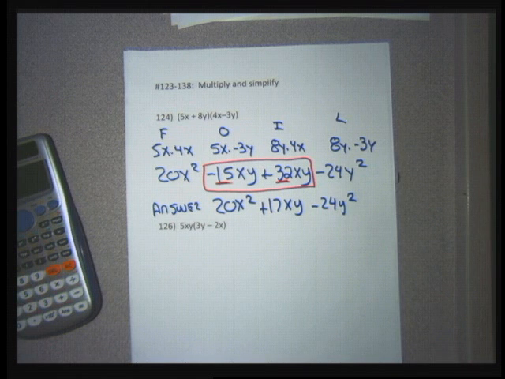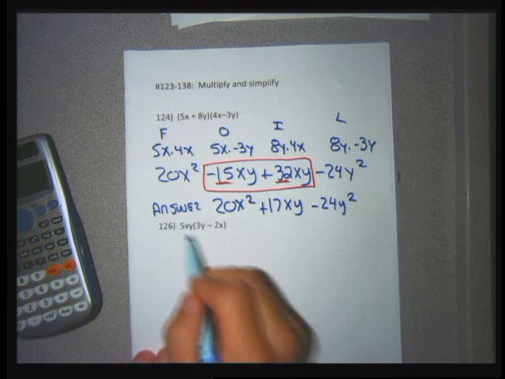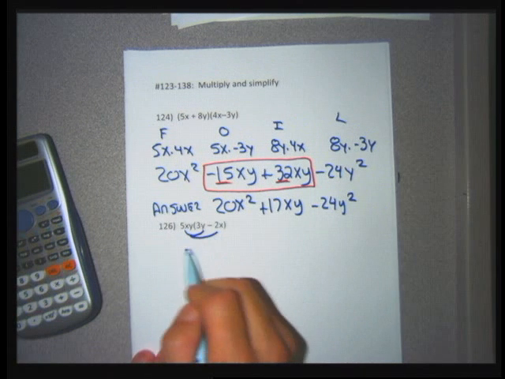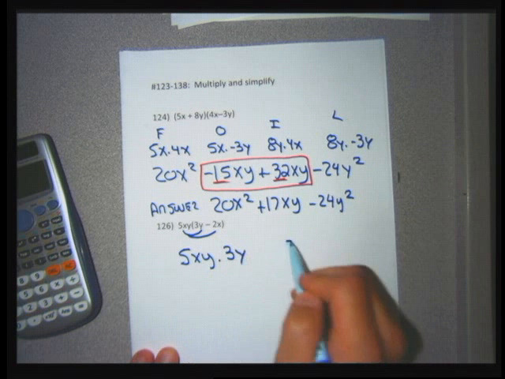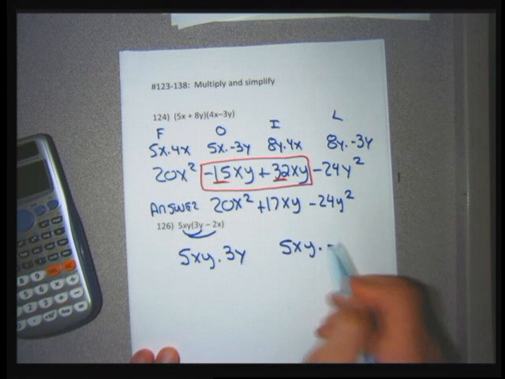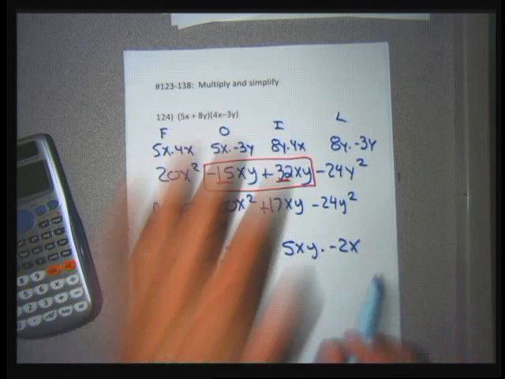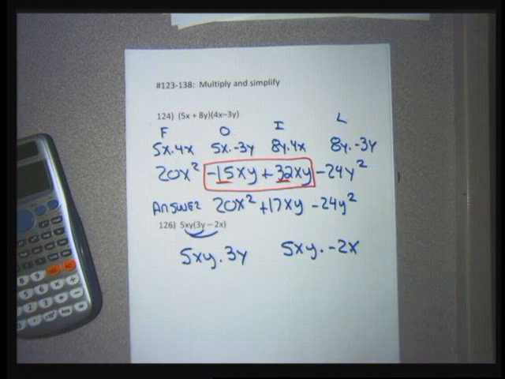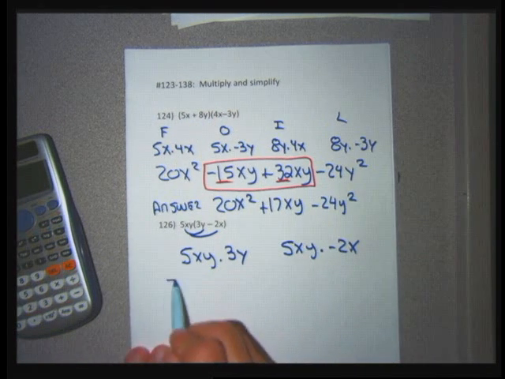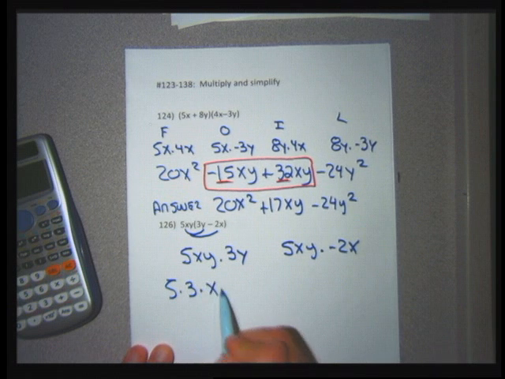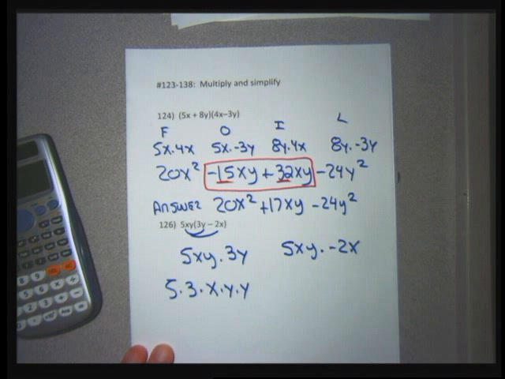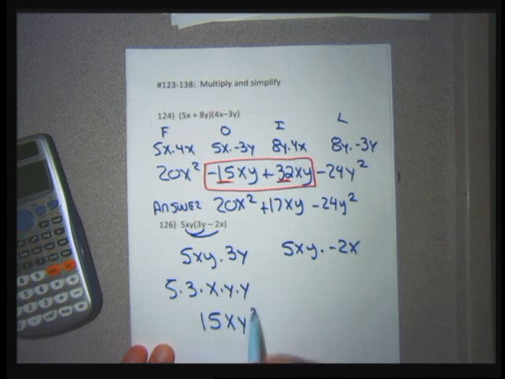126 is multiplying a monomial by a binomial, so it's not foiling, it's just 5xy times 3y and 5xy times minus 2x. You only foil when each parenthesis has a binomial. Now I'm going to multiply in a nice order. I'm going to write this as 5 times 3 times x times y times y. That's going to give me a 15 and an x and a y squared.